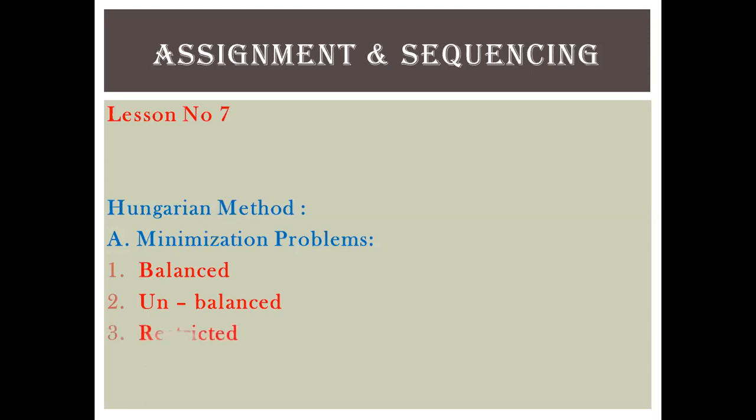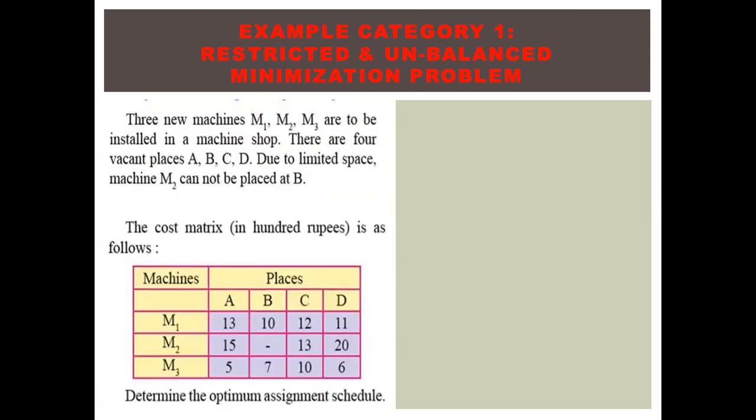Now today class will be focusing on the sums based on restricted assignment problems. Restricted means even if we are given 4 machines, it is not possible that all the 4 are in working condition. Still, we have 4 employees to assign them on the job. So let us see examples of restricted assignment problems. So here we go, example of category 1: restricted and balanced problems are also there, as well as restricted and unbalanced minimization problems.